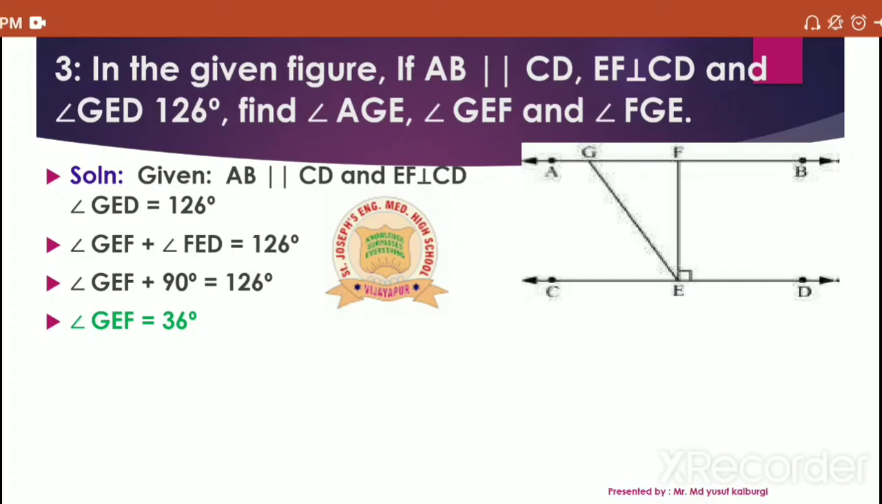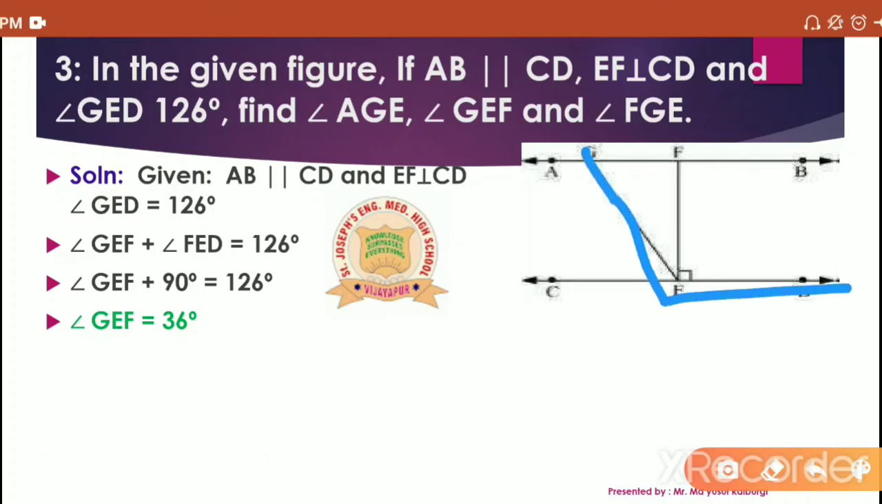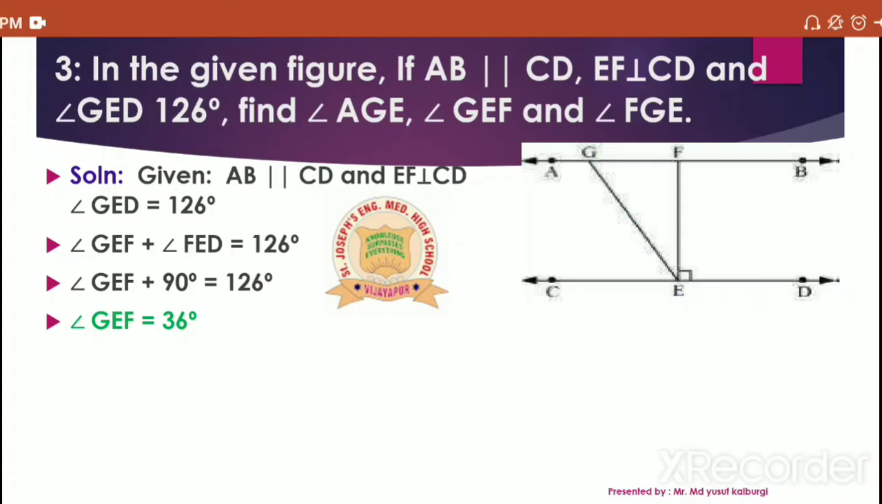Now just observe the figure. Whether this GEF and AGE, this AGE, whether they are alternate angles, because AB is parallel to CD and we have got one transversal line which is cutting those parallels. That means this angle is equal to this angle. So can we write alternate angles are equal? Can I write AGE is equal to 126 degrees? Why? AGE and GED are alternate angles.